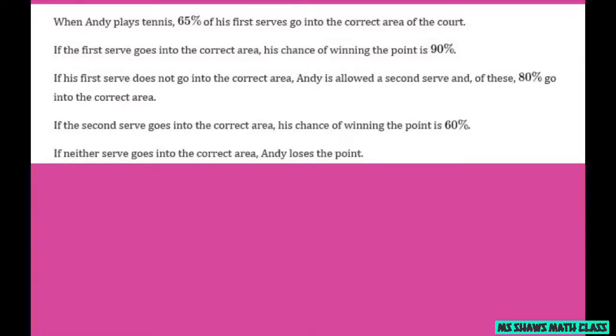Everyone. When Andy plays tennis, 65% of his first serves go to the correct area of the court. Then if the first serve goes to the correct area, his chance of winning the point is 90%. If his first serve does not go into the correct area, Andy is allowed a second serve, and of these, 80% go into the correct area. If the second serve goes into the correct area, his chance of winning the point is 60%. If neither serve goes to the correct area, Andy loses a point.